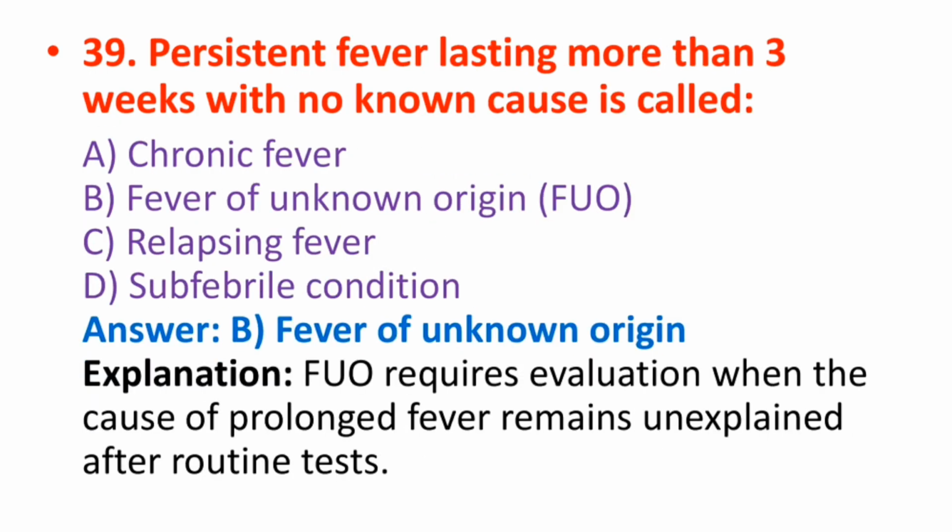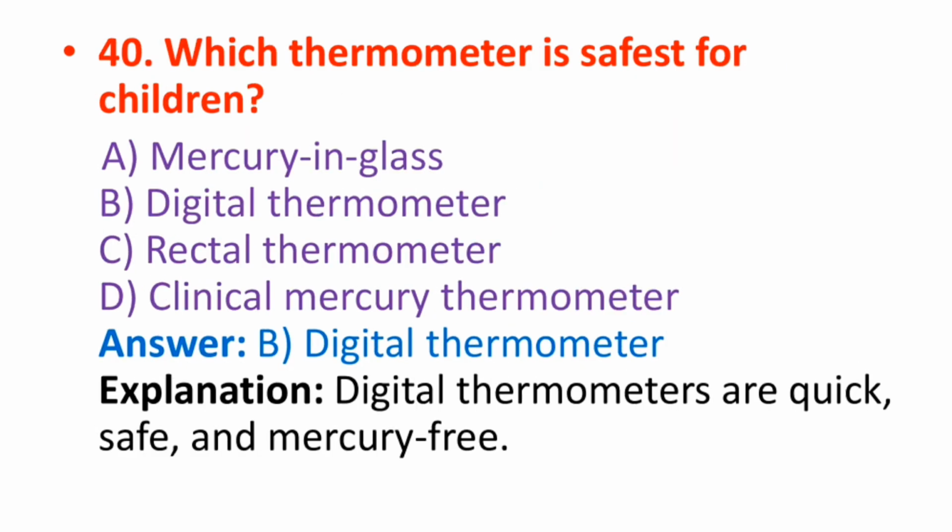Persistent fever lasting more than 3 weeks with no known cause is called option A chronic fever, option B fever of unknown origin, option C relapsing fever, option D subfebrile condition. The correct answer is option B fever of unknown origin. It requires evaluation when the cause of prolonged fever remains unexplained after routine tests.